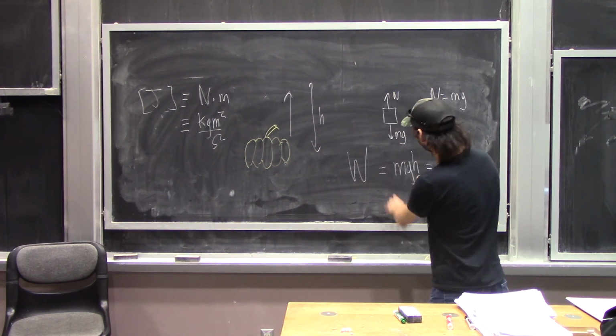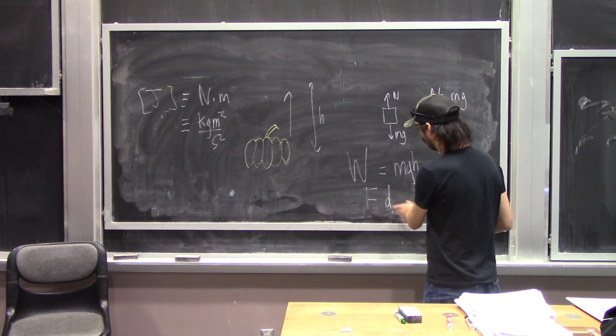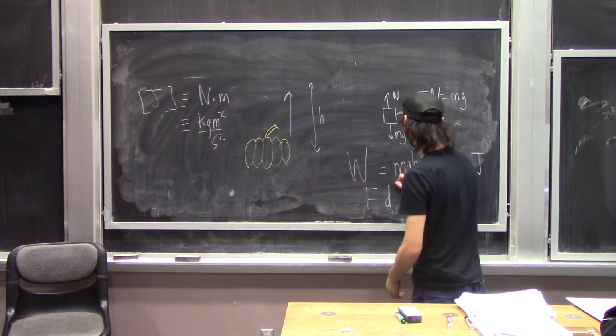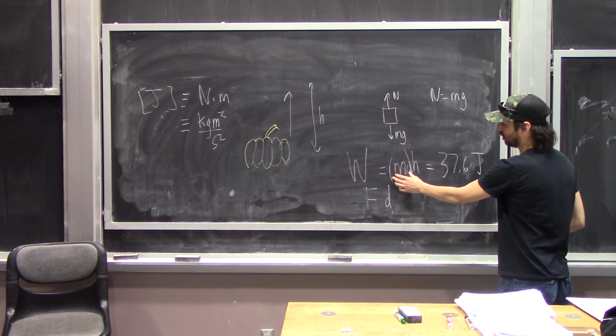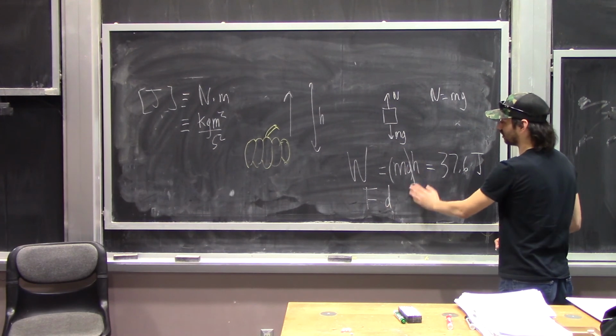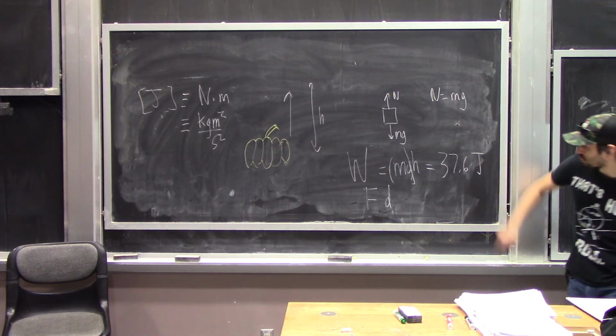And ultimately this comes down to the fact that when we look at this in terms of Fd times cosine of theta, which is really what this is, right? Because this is mg, which is the force, times the distance that's parallel to that force, right? And that's how we get this 37.6.